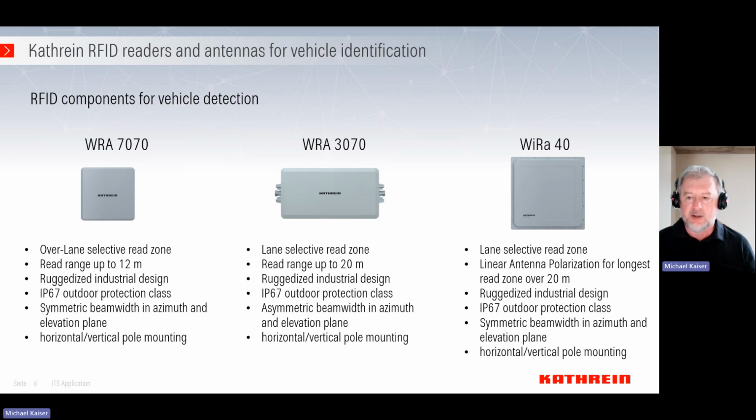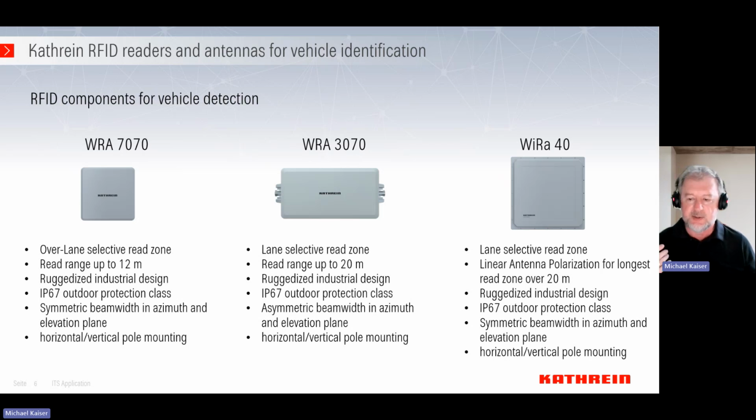Finally, we have a 40-degree antenna. This is a very special antenna because this is a linear antenna. The other two are circular. This means with the 7-degree antenna and the 30 by 7-degree antenna, we have no problem with any kind of alignment of the transponders. We can catch them all. We have circular behavior. With the 40-degree, we have a special linear antenna.